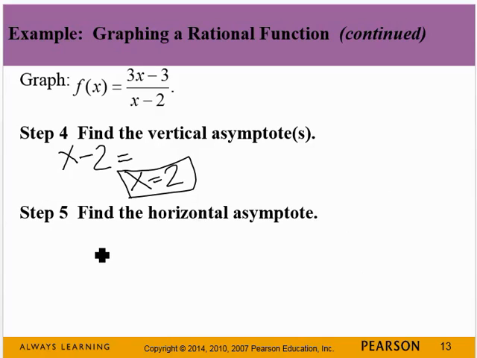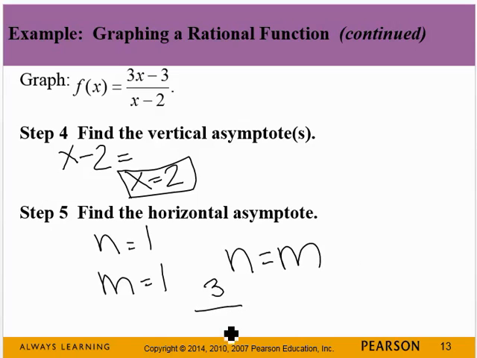So step 5 is find your horizontal asymptote. So in order to find your horizontal asymptote, you have to take n, which is 1, and m, which is also 1. This means you have n equals m. Remember, when you have n equals m, you need to take the coefficient of both and divide them. So you have a horizontal asymptote when y equals 3.